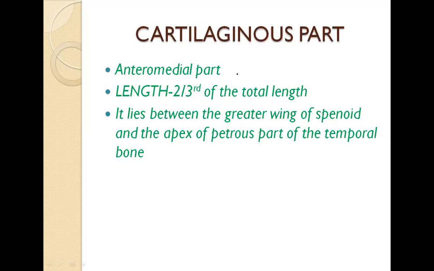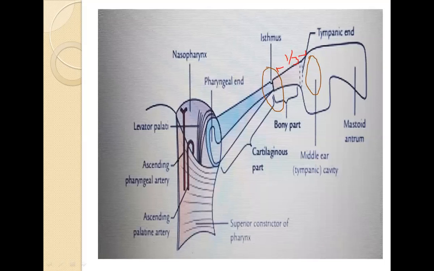As we already know, the cartilaginous part is the anteromedial part, and it is 2/3 the length of the total length of the auditory tube. So this is the largest part of the auditory tube, right? And this lies between the greater wing of sphenoid and the apex of petrous part of temporal bone. So we already know that this region is the petrous part of the temporal bone, right? So this cartilaginous part lies between the petrous part of the temporal bone as well as the greater wing of sphenoid. So the greater wing of sphenoid will be present somewhere here.